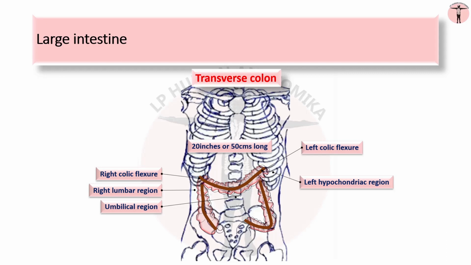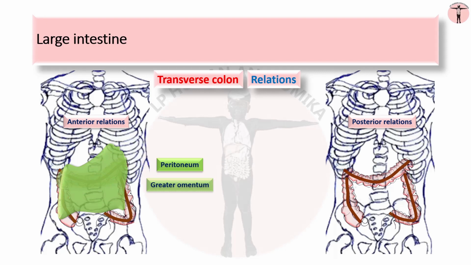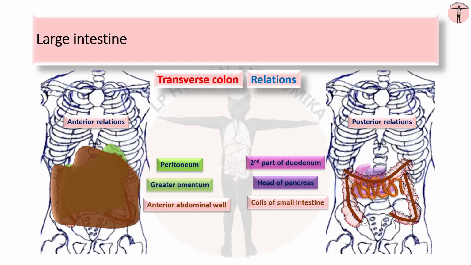The left colic flexure is higher than the right colic flexure and is suspended from the diaphragm by the phrenicocolic ligament. The lowest point of loop extends up to the level of umbilicus, but may sometimes extend into the pelvis. It is covered all over by the peritoneum except where taenia omentalis and mesocolica are attached. Anteriorly, it is related to the greater omentum and anterior abdominal wall. Posteriorly, it is related to the second part of duodenum, the head of pancreas, and the coils of small intestine.